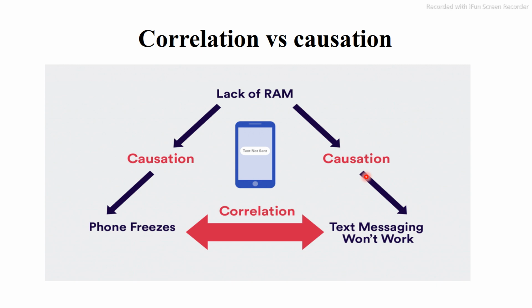Similarly, consider the lack of RAM. Your phone is not able to send text messages and is freezing. When you plot phone freezes versus text messages not working, you will see a high correlation. But the reason for both is the lack of RAM in your phone.